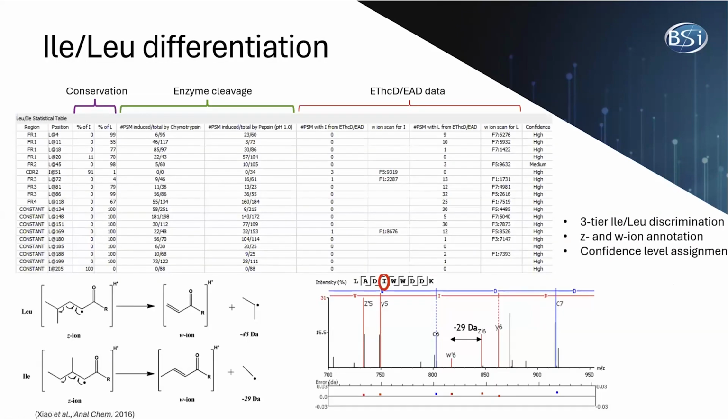As part of the service, we can discriminate between leucine and isoleucine residues, and we primarily rely on EThcD data. So during this process, we perform ETD fragmentation to dissociate the side chain of the amino acid. And then we look for the mass difference between z and w ions after side chain dissociation. So the mass difference between those ions for leucine would be 43, and for isoleucine would be 29 Daltons. And we'll annotate these on each of the MS2 spectra.